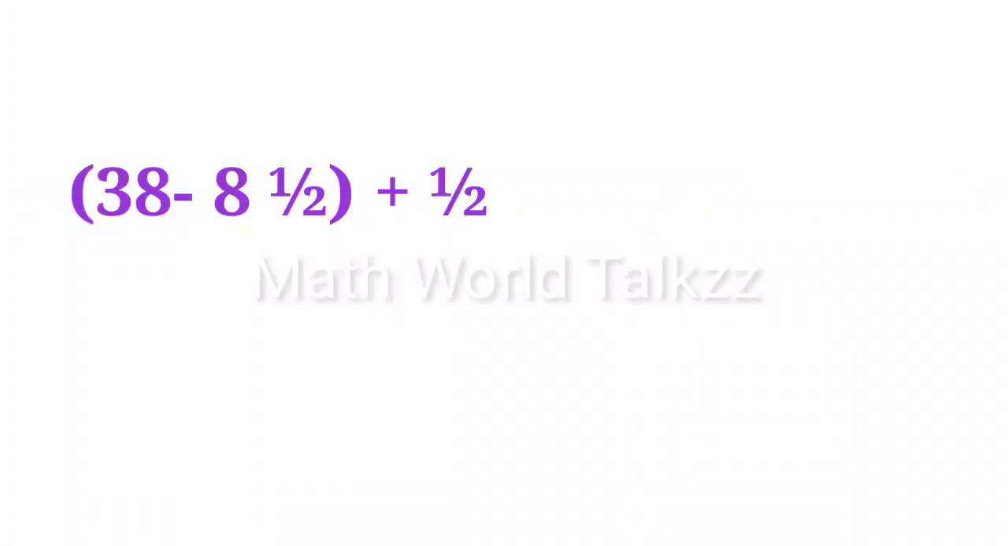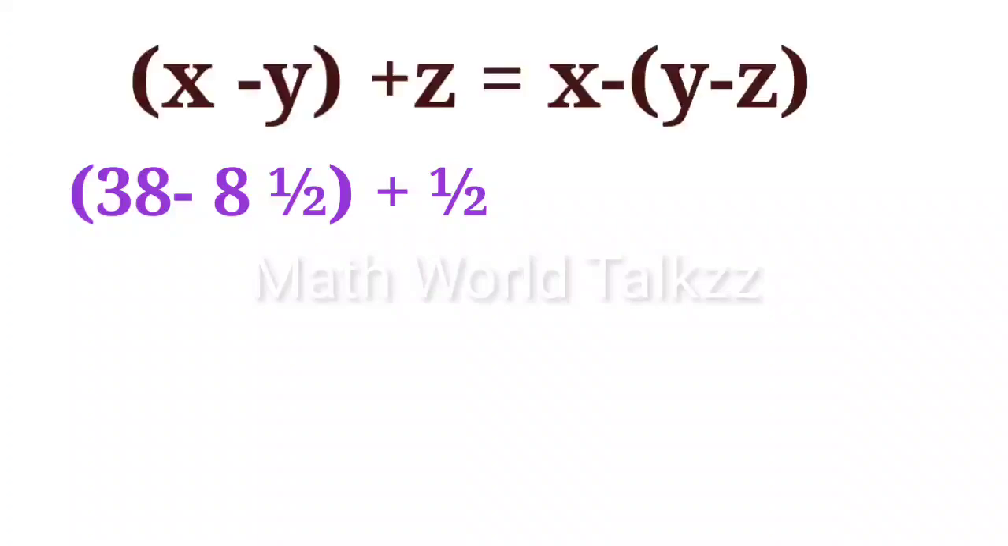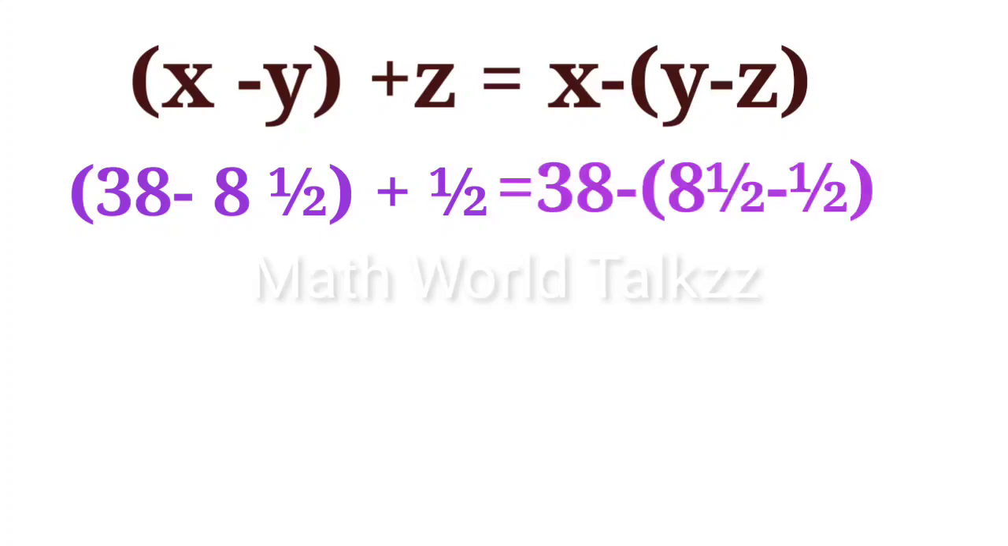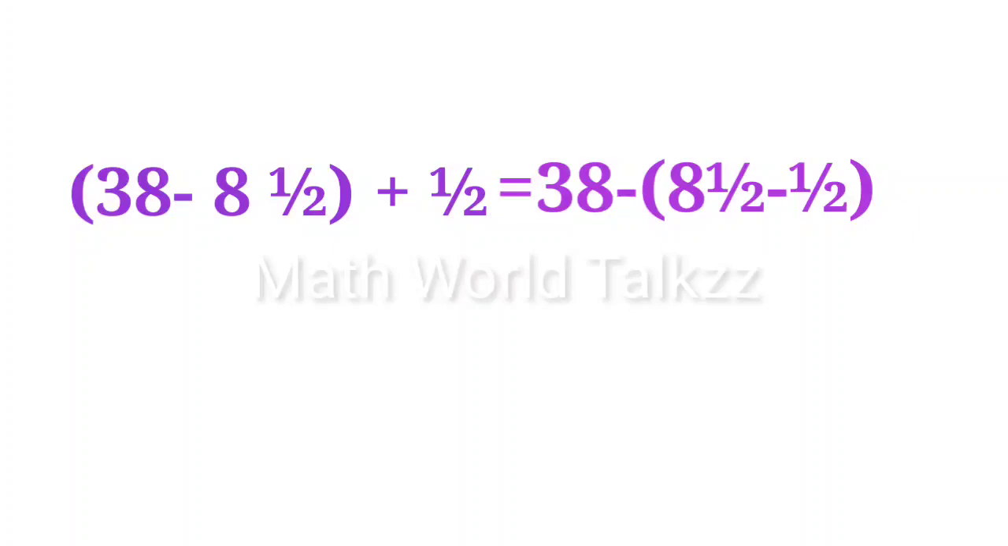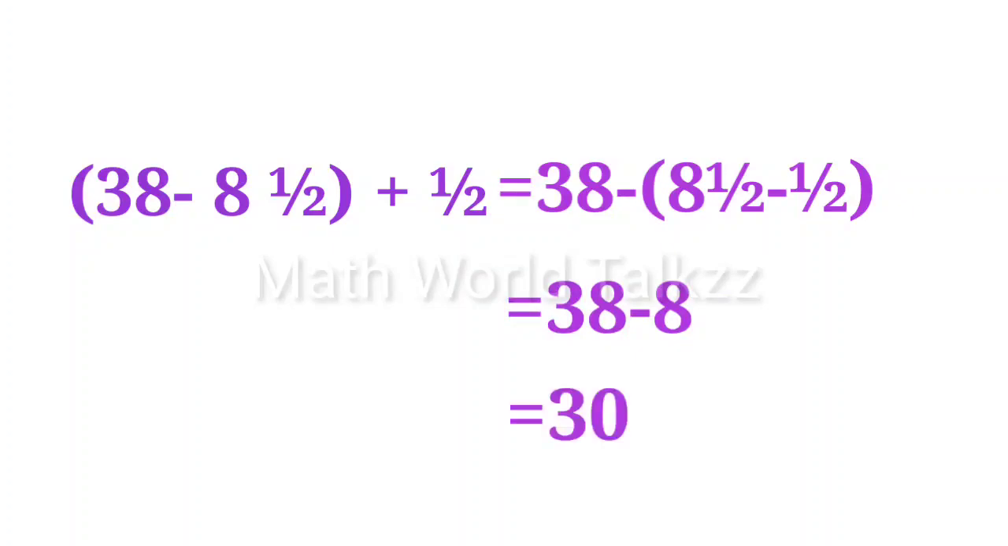Next problem, 38 minus 8.5 plus 1 by 2. Which rule can we use? x minus y plus z is equal to x minus y minus z. So this problem we can rewrite as 38 minus, inside the bracket, 8.5 minus half. So 8.5 minus half is 8 itself. Then 38 minus 8 is 30.